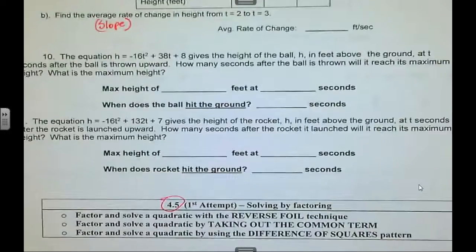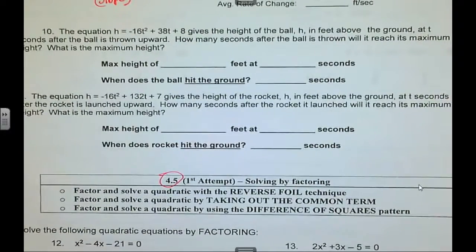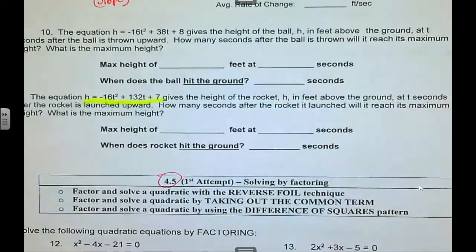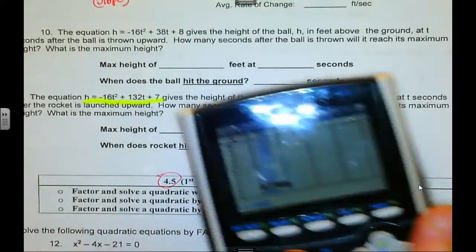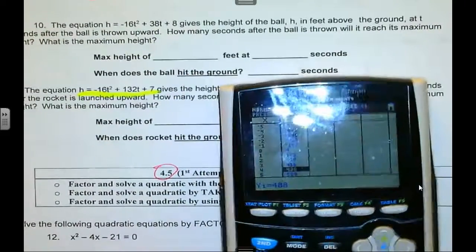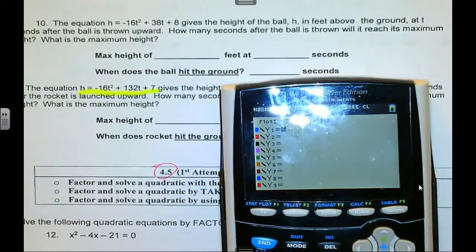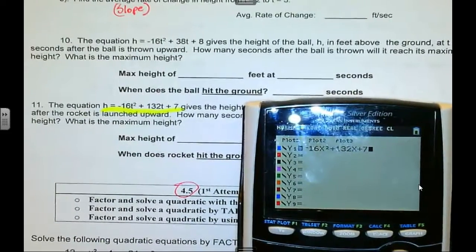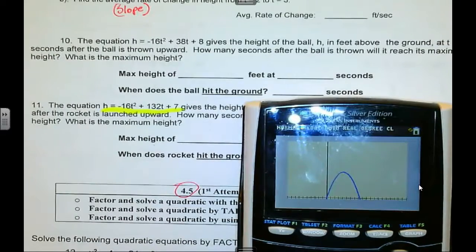Okay, let's do number 11. Okay, here's my equation. So I'm going to put that in my y equals button. Clear that one out. Negative 16x squared plus 132x plus 7. Now, remember my window is pretty screwed up. We changed it quite a bit. Let's graph it and see what happens. Actually, it's not that bad. We can live with this.